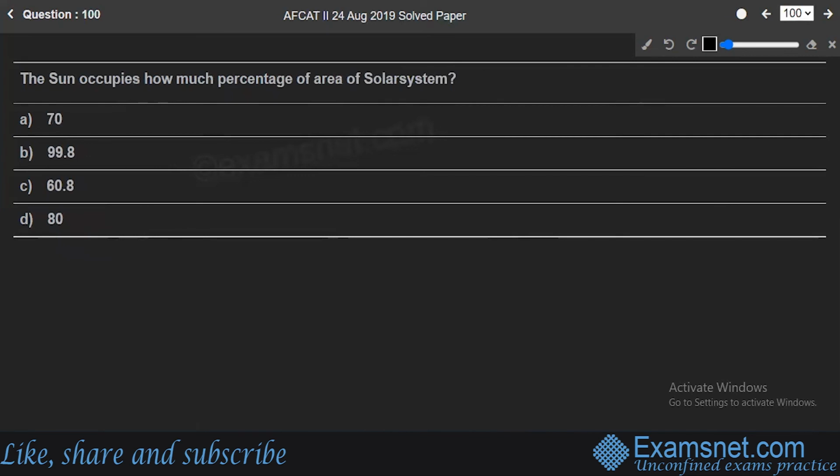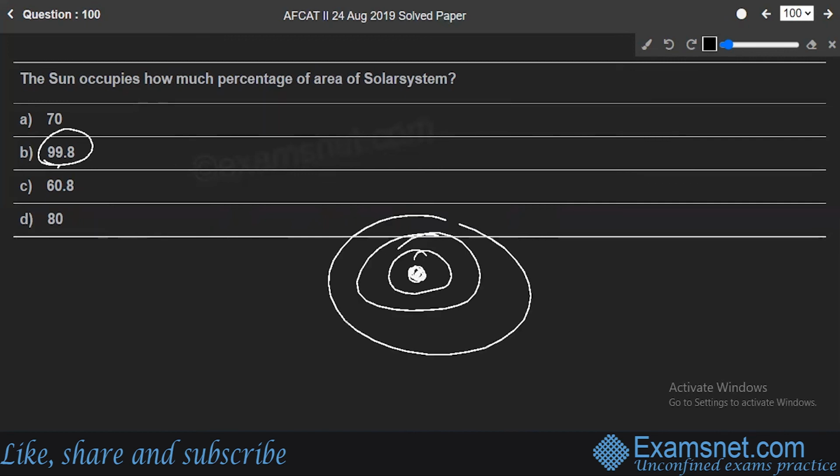The sun occupies how much percentage of the area of the solar system? You'll be surprised to know that the sun occupies 99.8% of the area of the solar system. It lies in the heart. I hope you already know the sun lies in the heart of the so-called solar system, which is made up of 8 planets and so on.